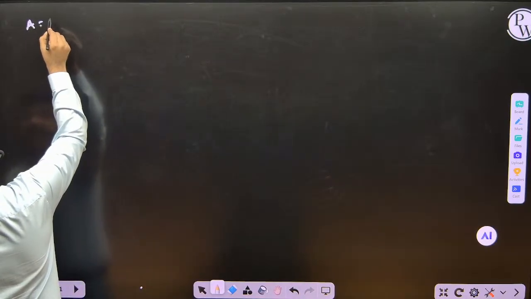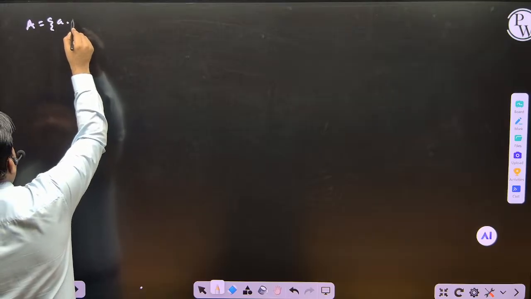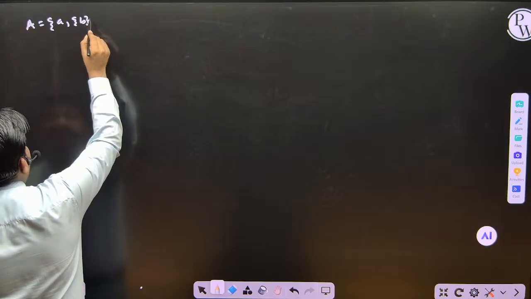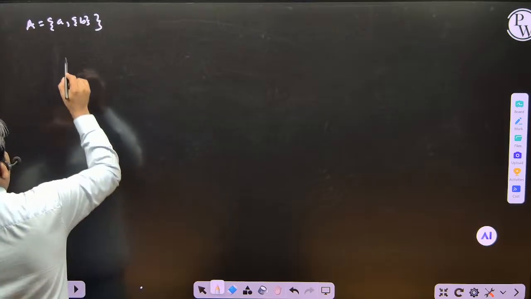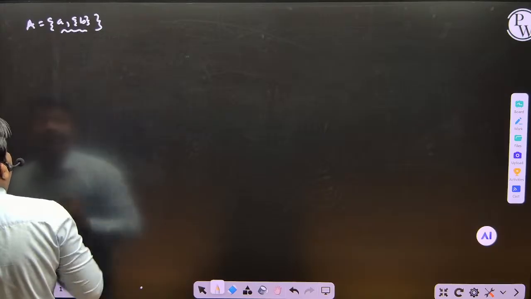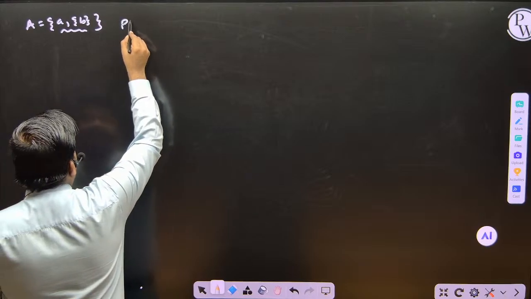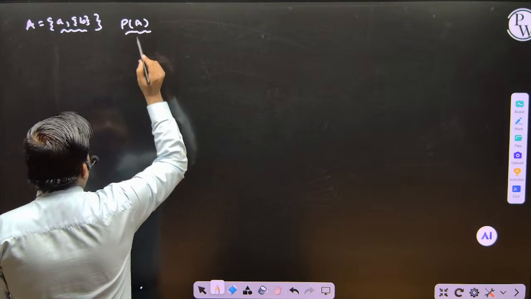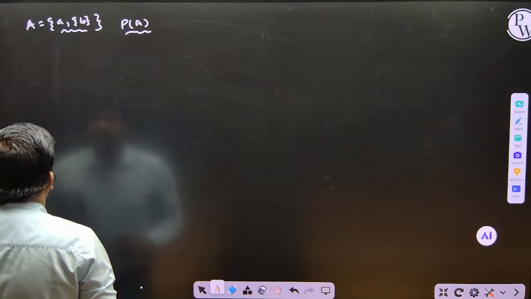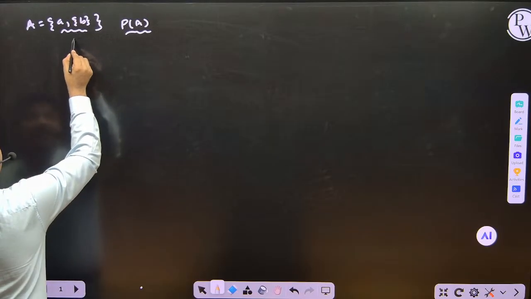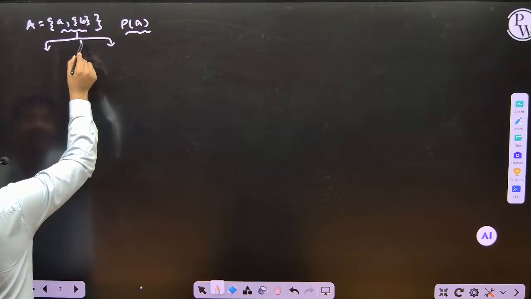A is the set which has two elements. A is one element, set B also one element. A is the set which has how many elements? Two elements. Then he asked the power set of A. P of A means what? Power set of A. So set A has how many elements? Here two elements.